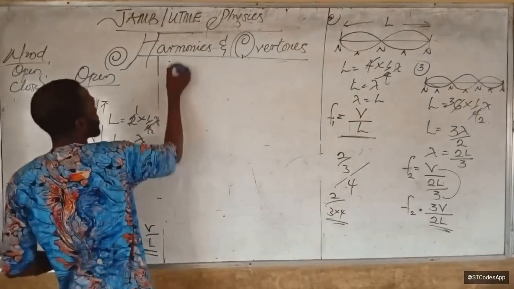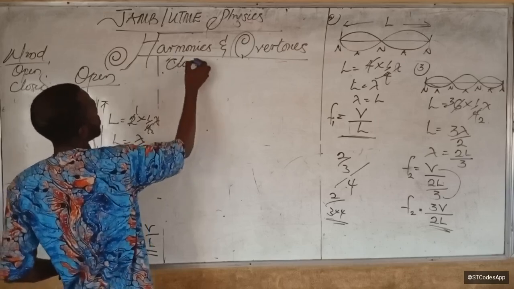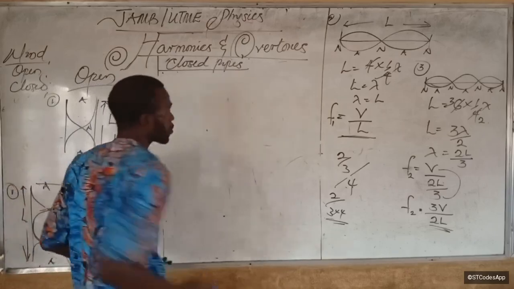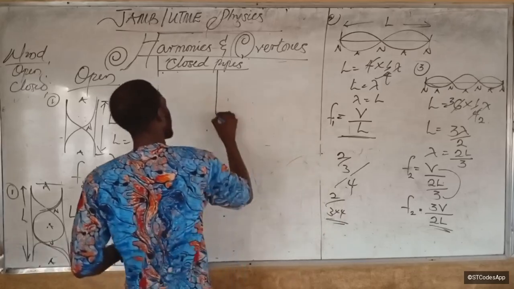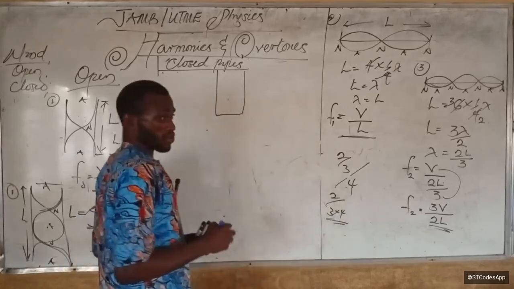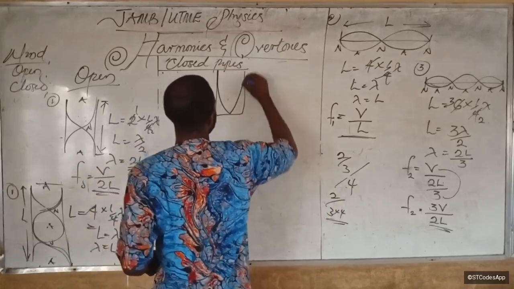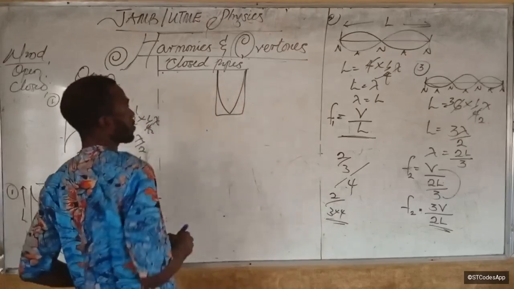Okay, let's go. Then for closed pipes now. For closed pipes, the first vibration, this is a closed pipe. The first level of vibration we can create is something that looks like this, everybody.